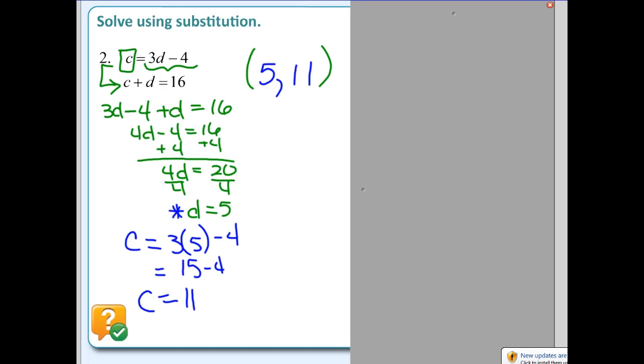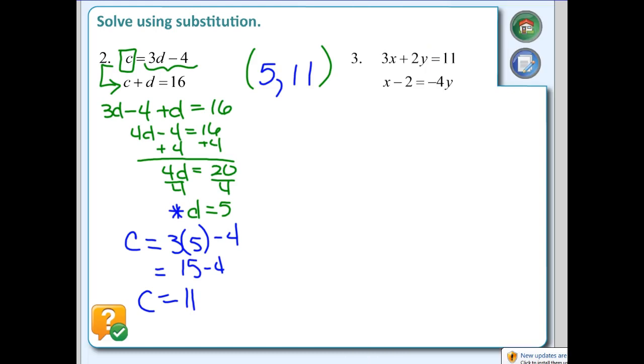All right, now let's look at our third example here. If you look at our third example, it's a little bit different. What's different? Yes, I don't have a variable isolated already for me.